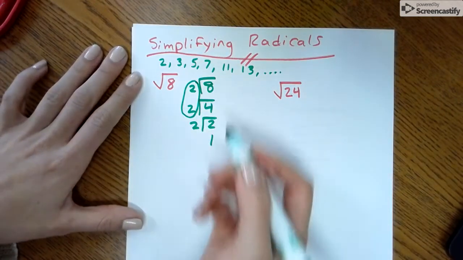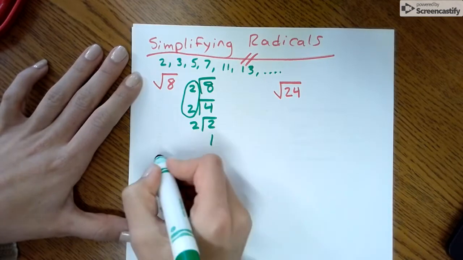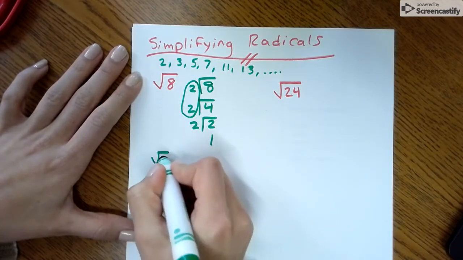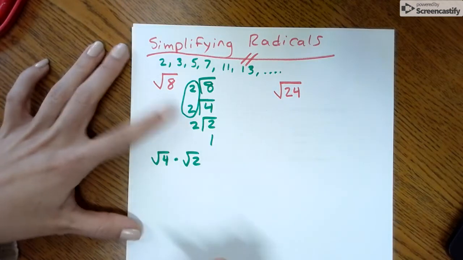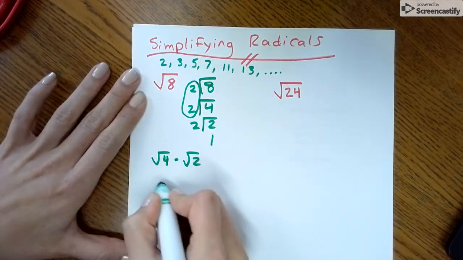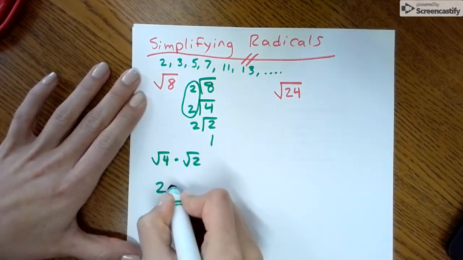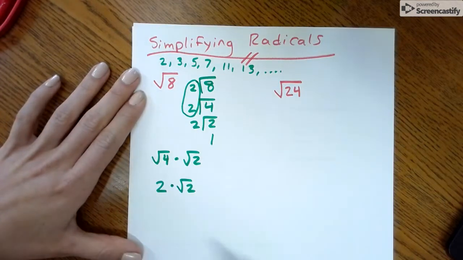So what this tells me is I could rewrite this as 2 times 2 is 4. So the square root of 4 times this square root of 2 that's left over. Now the square root of 4 is 2, and I can't do anything with that. So my final answer would be 2 square roots of 2.